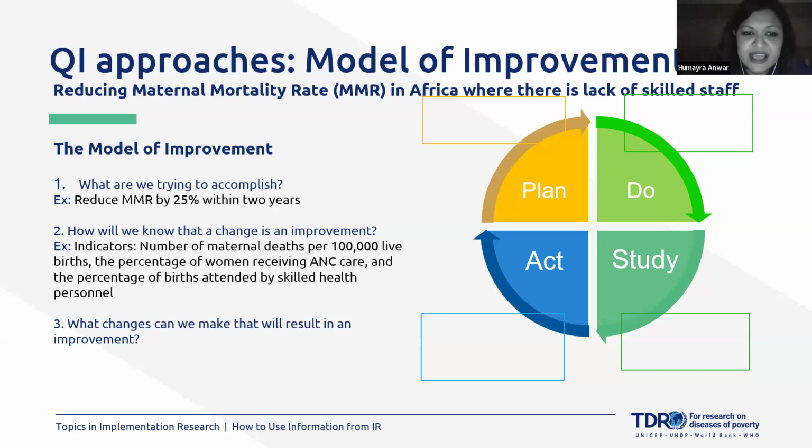After that, what changes can we make that will result in an improvement? What changes do you want to make? Here I have already said that there is a lack of skilled human resource. So what can we do? What strategies can we take when there is a lack of skilled manpower?